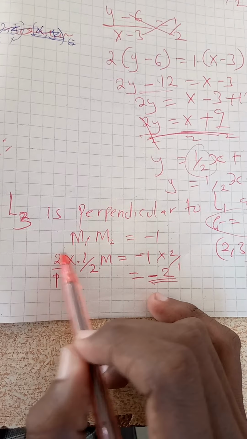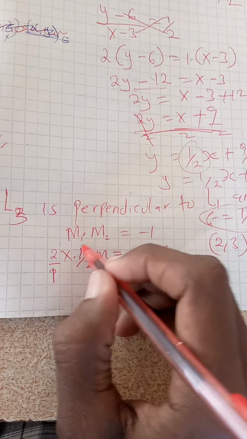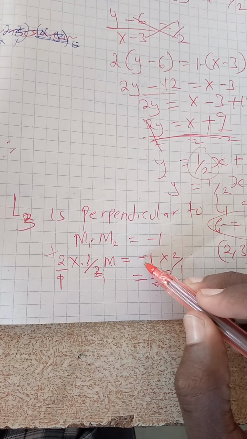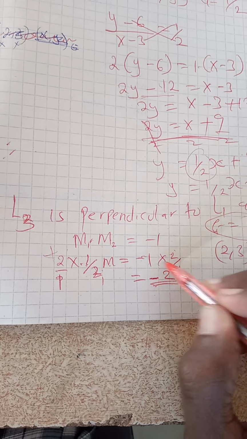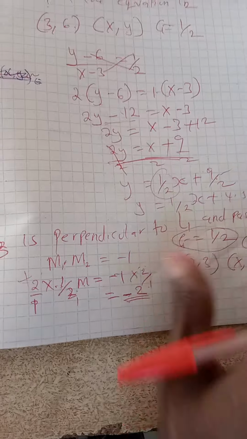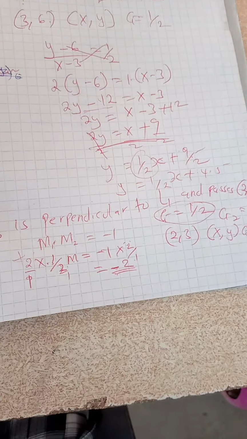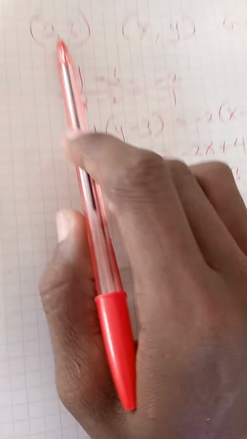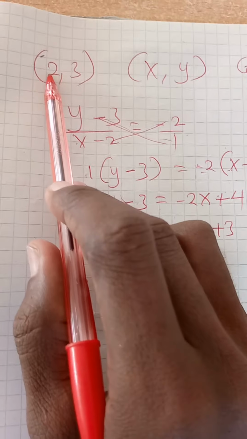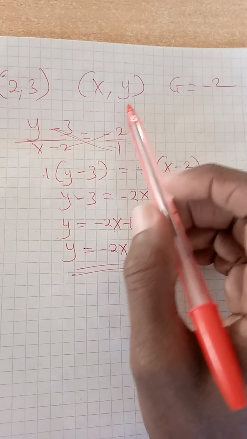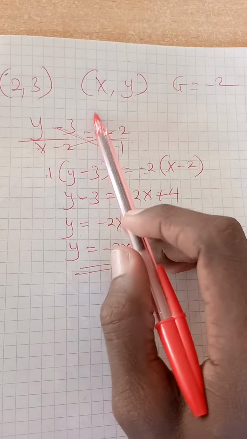Then we multiply with 2 over 1, so that the half is removed. Then here we are left with only m is equal to negative 1 times 2 over 1, which is negative 2 over 1, just negative 2. And we are given the point. We are told that it passes through 2 and 3, and our gradient now is negative 2. By now you know how to come up with the equation.